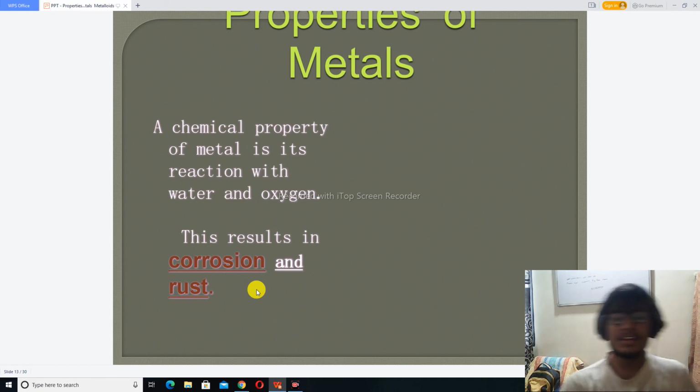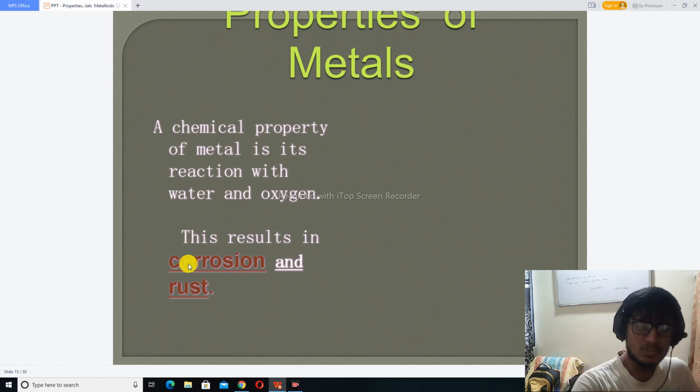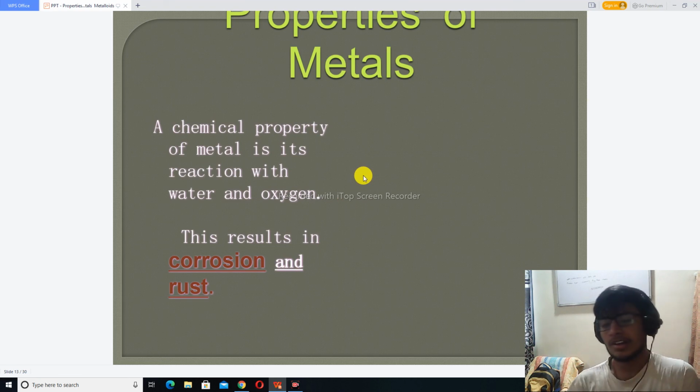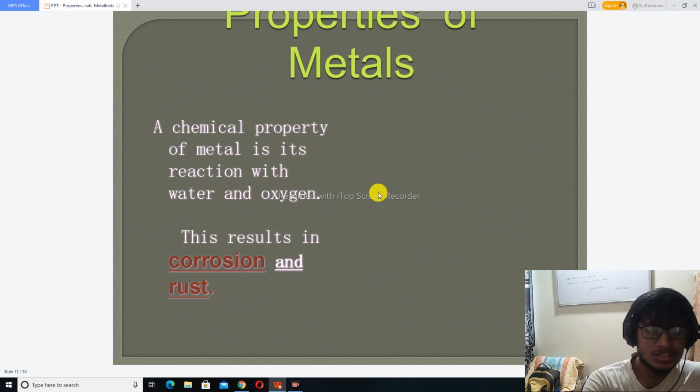So, metals are also corrosive. Iron, for example, is a corrosive metal because it comes into contact with oxygen and water, so it can rust. So these are the properties of metals.